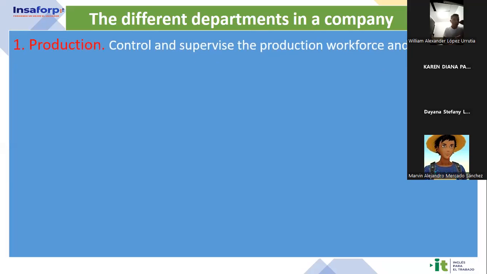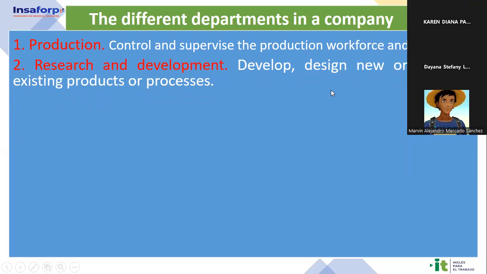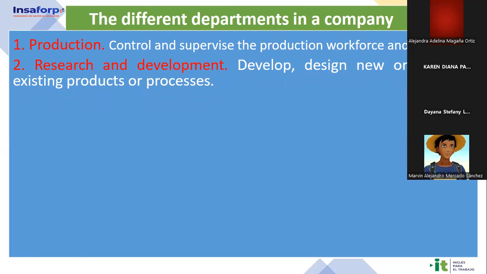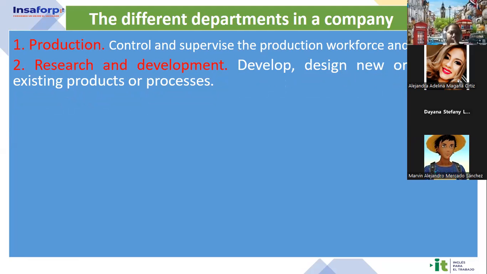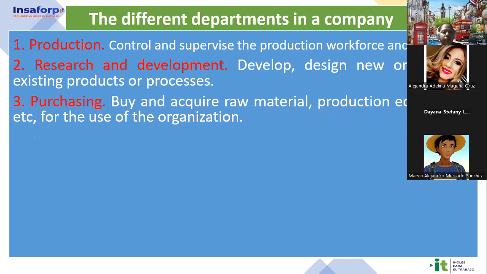Good. Here we have the different departments in your company. Number one, production. The production department in your company controls and supervises the production workforce and inventory. Research and development, in Spanish investigación y desarrollo, right? So, develop, desarrolla, right? Design new products or improve existing products or processes. Okay? Good. Purchasing. The purchasing department buys and acquires raw material, production equipment, office supplies, etc., right? Materia prima, equipo de producción, equipo de oficina, for the use of the organization. Purchasing, departamento de compra, right?